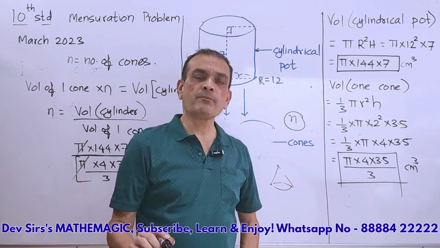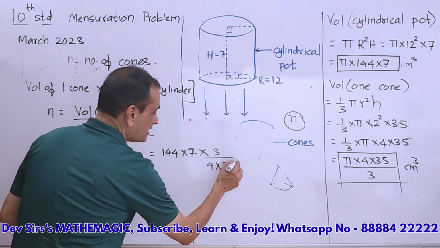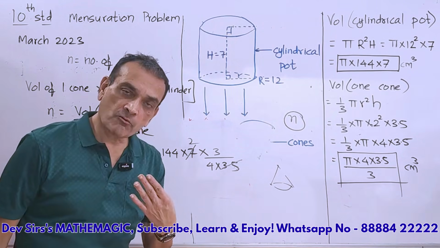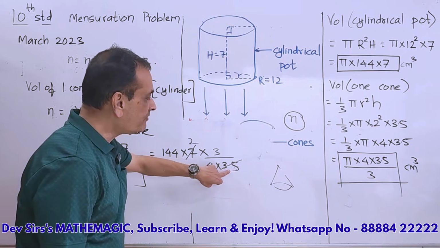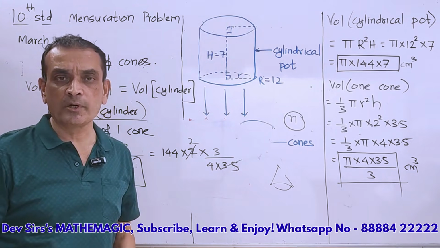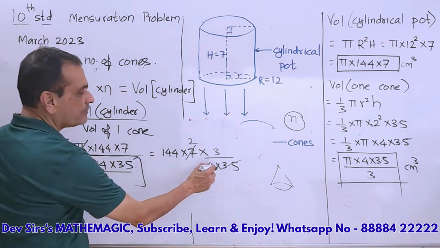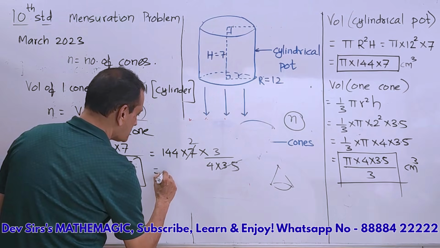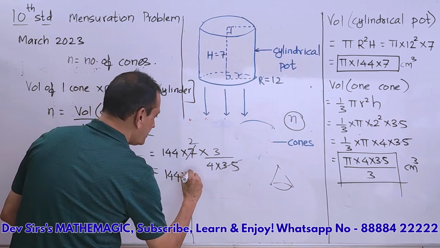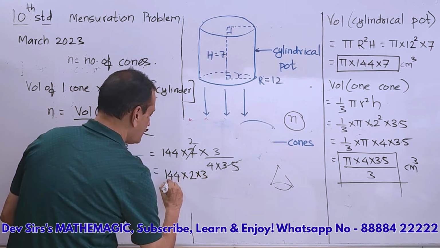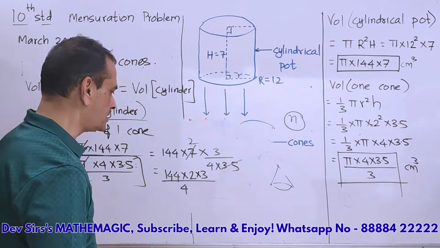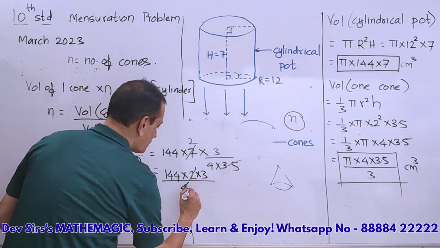You can try it, do rough work. 3 into 2 is 6. 3.5 into 2 is 7. So 3.5 goes 2 times. If that doesn't work for you, you can write 3.5 as 35 upon 10 and then do numerator into reciprocal of denominator, but this is simpler. 3.5 into 2 is 7. So what remains? 144 into 2 into 3 upon 4. I'm showing every calculation step by step. 2 2s are 4.